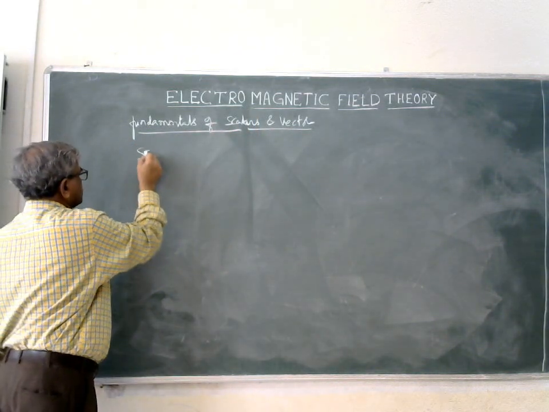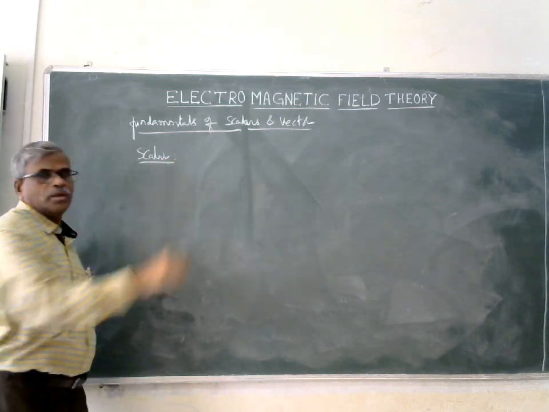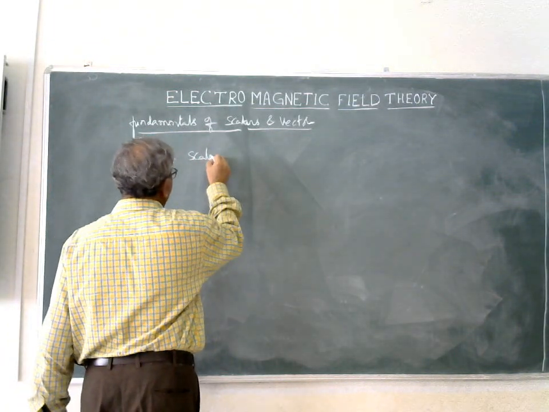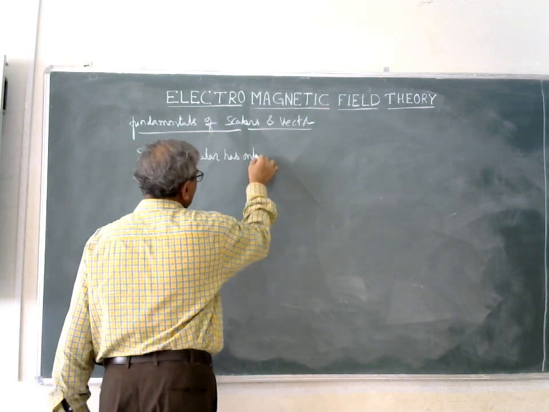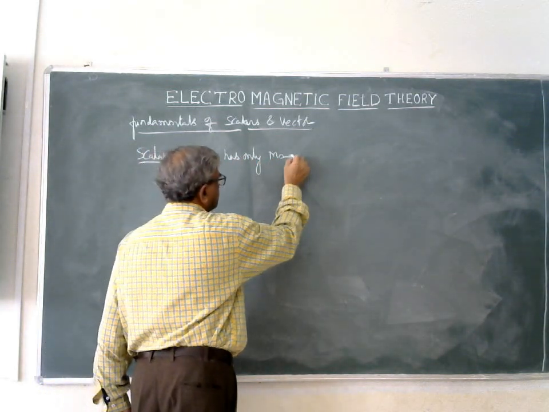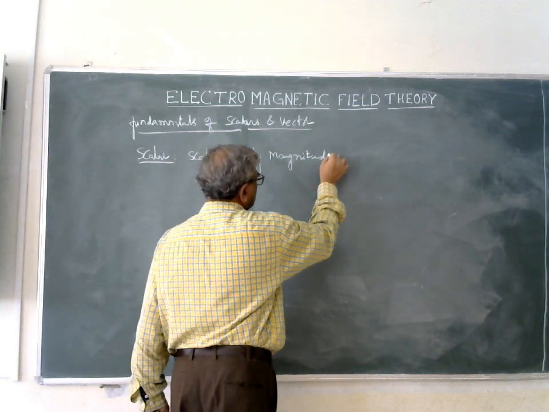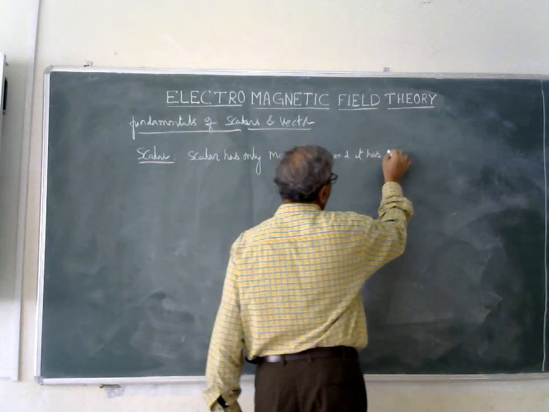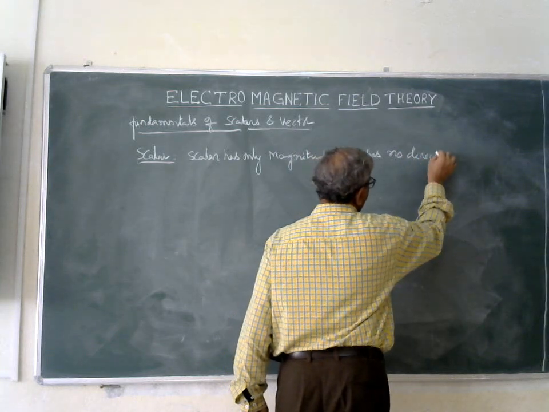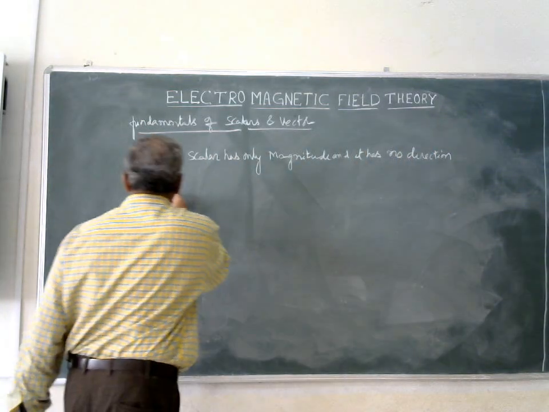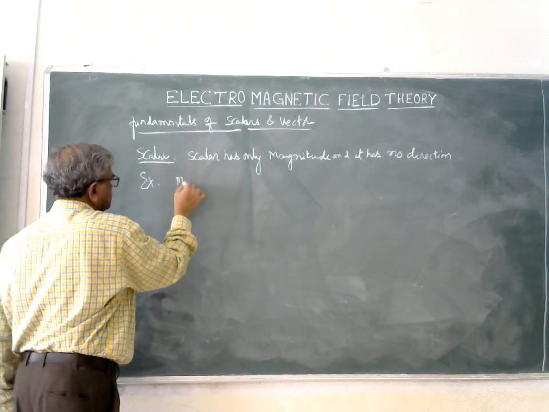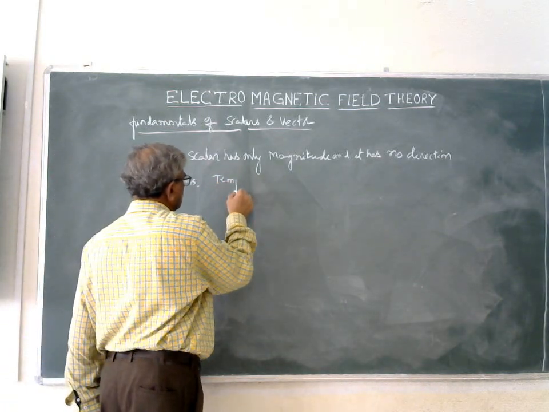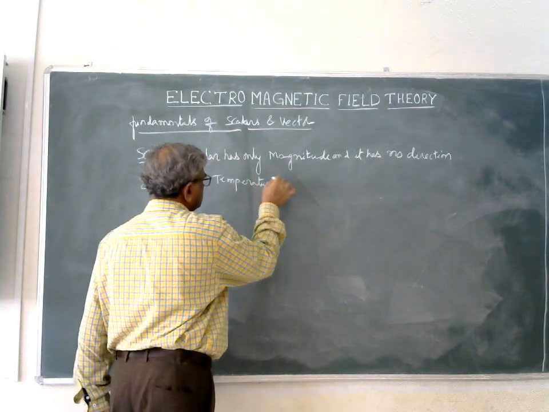First, scalar. Scalar has only magnitude, no direction. Examples are mass, temperature, charge.